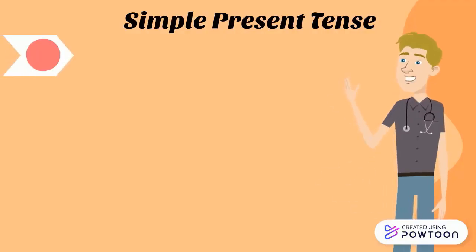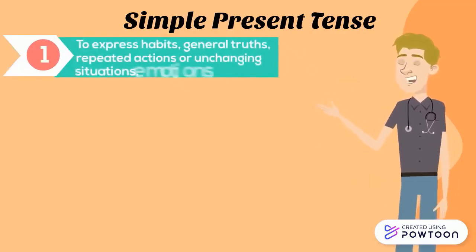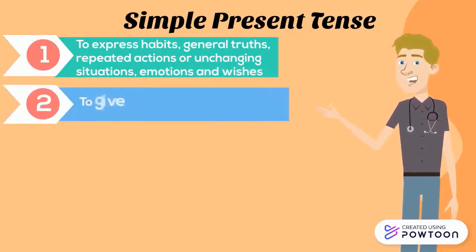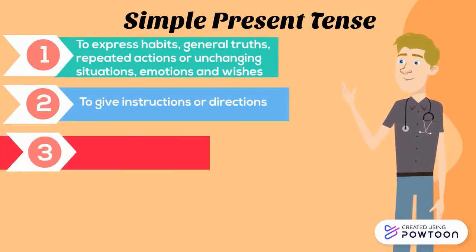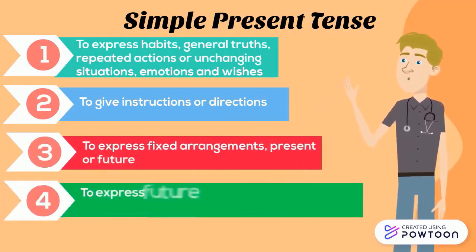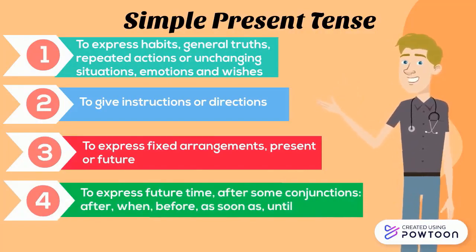The simple present tense is used to express habits, general truths, repeated actions or unchanging situations, emotions and wishes. To give instructions or directions. To express fixed arrangements, present or future. To express future time, after some conjunctions: after, when, before, as soon as, until.